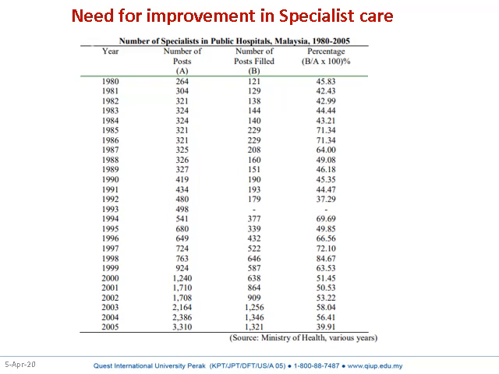Okay, in 2005, please look at the 2005 figure. 3,310 posts are there for specialists in public hospitals, but only 1,321 posts were filled. That means only 39.91 percent of the posts are filled by specialists. So there is a need for improvement in specialist care. More specialists need to be appointed in public hospitals.